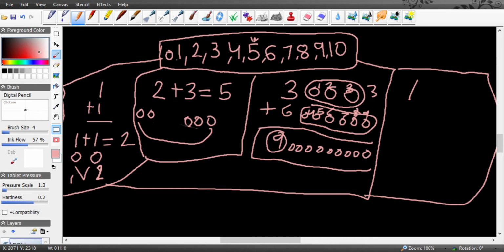1 minus 1. Either way. So we have one circle here.